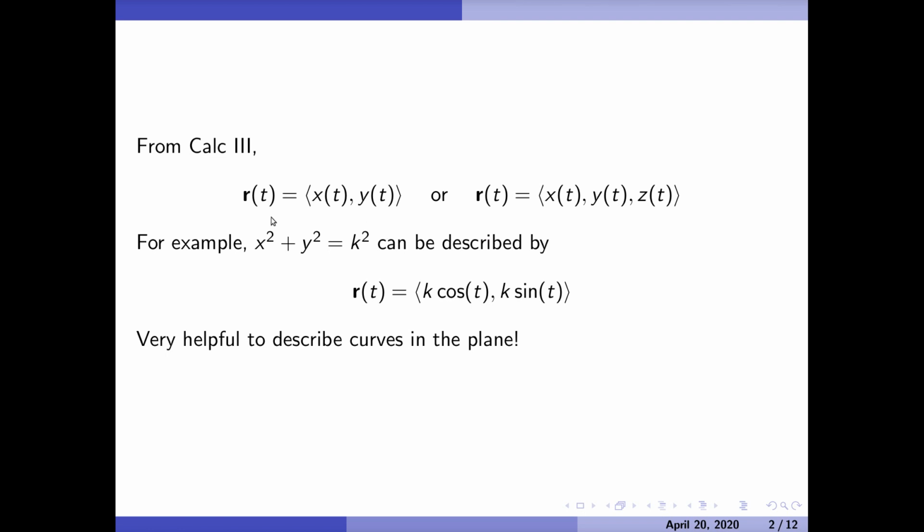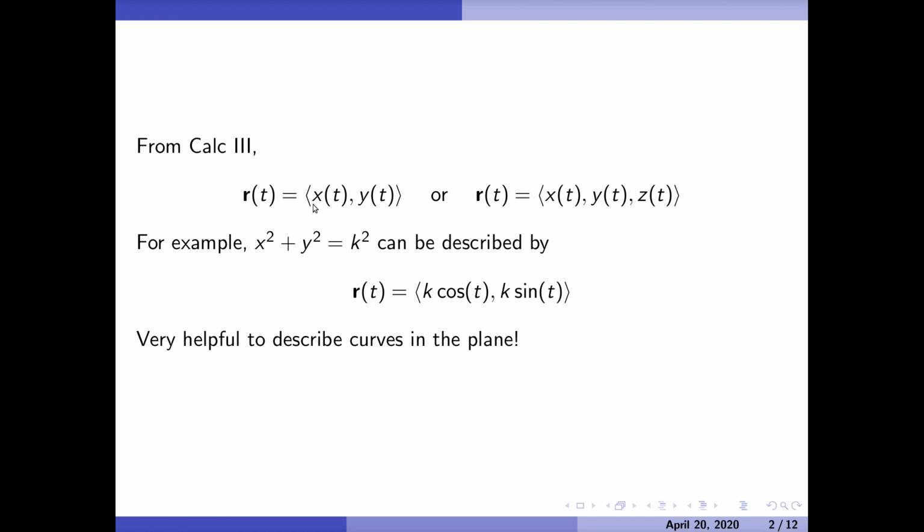Okay, so from Calc 3, you might recall the way we wrote a curve in the plane was r of t, right? That was using angle brackets with either x of t, y of t, or x, y, and z. So for example, a curve in the plane, this is a circle in the plane, you could describe that in terms of your parametric equations, k cosine t and k sine t, where k is the fixed radius here. And so the parametric equations are very helpful in describing curves in the plane.